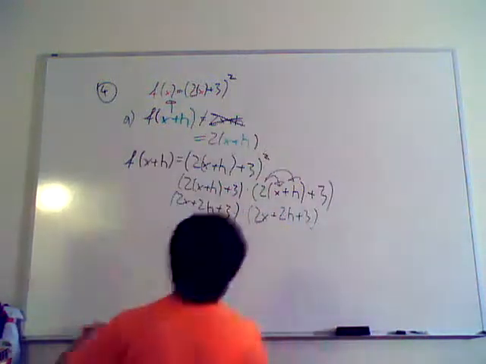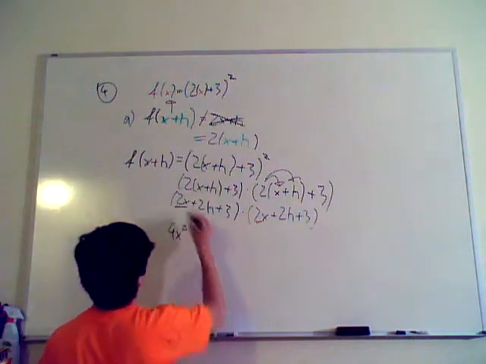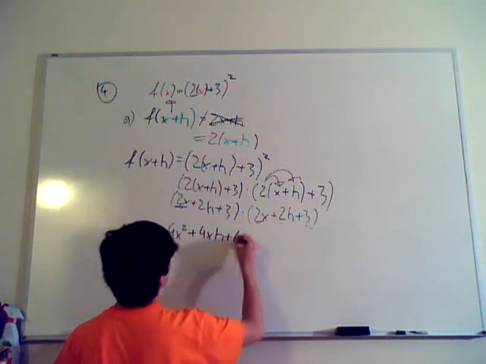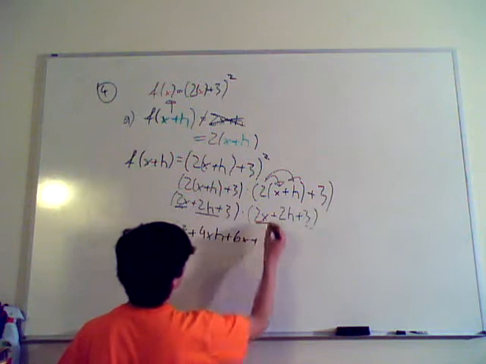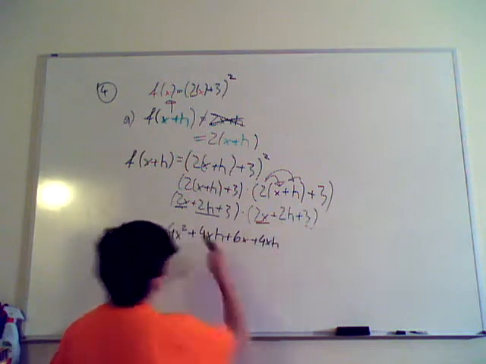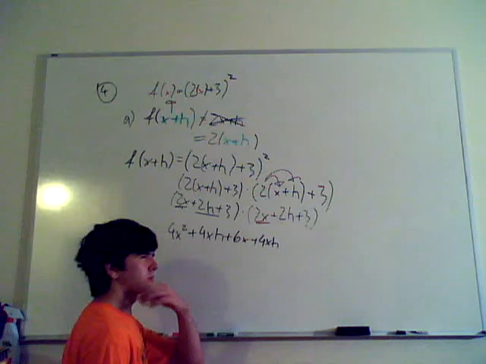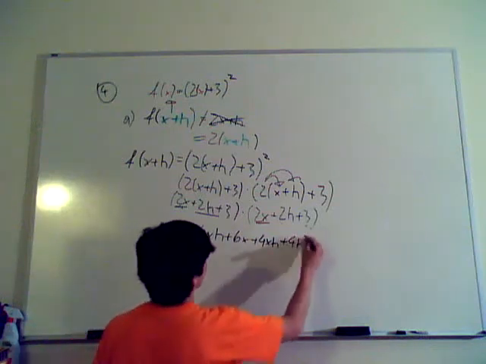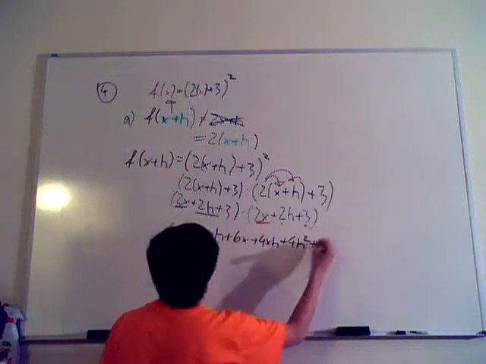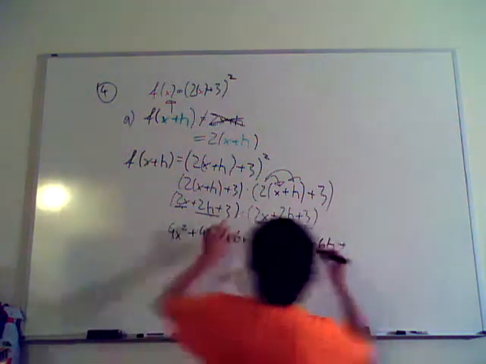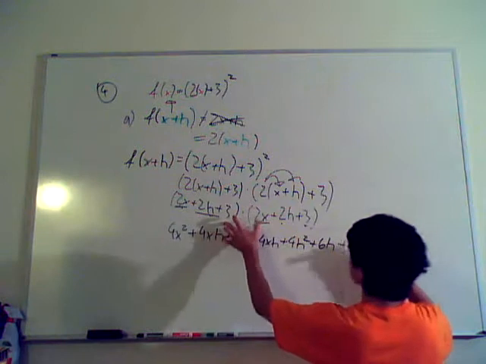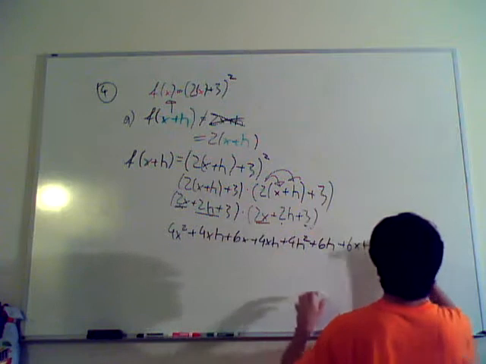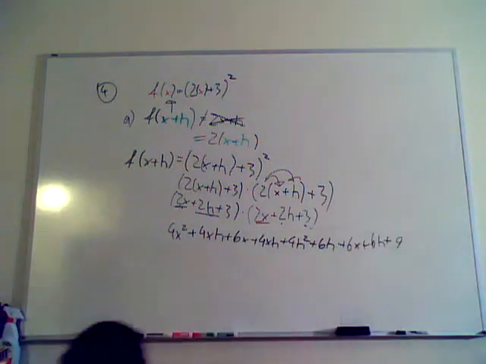Alright, so 2x times 2x is 4x squared. And here, this times this now is plus 4xh plus 6x plus, here now, 4xh. 4xh is the same thing as 4hx because of commutativity, plus 4h squared plus 6h plus, over here now, 6x plus 6h plus 9. Alright? So now you put the same terms together.